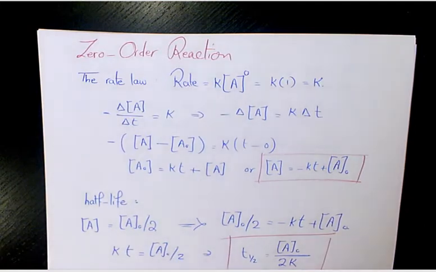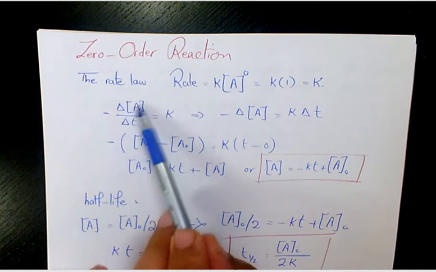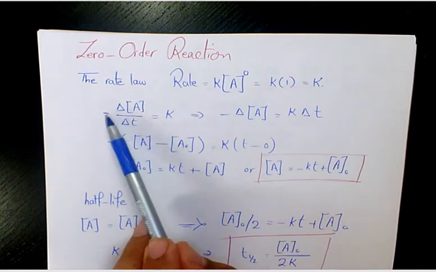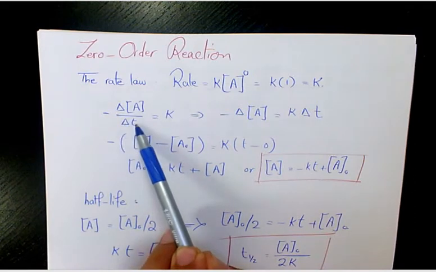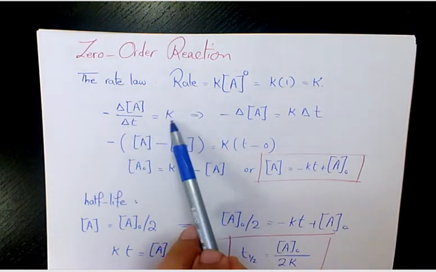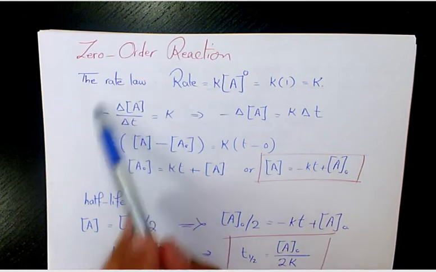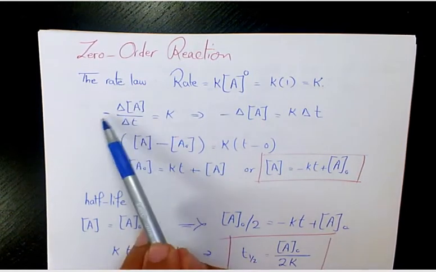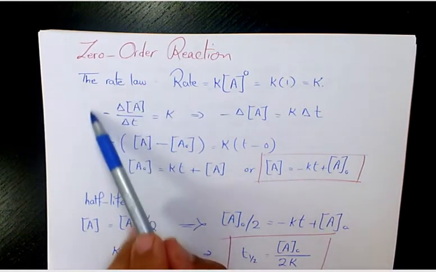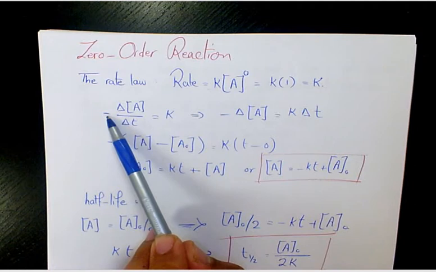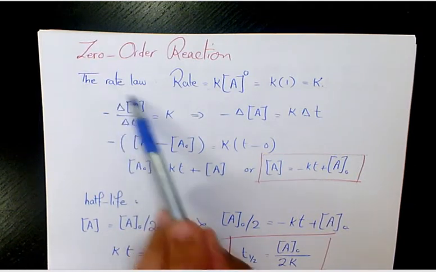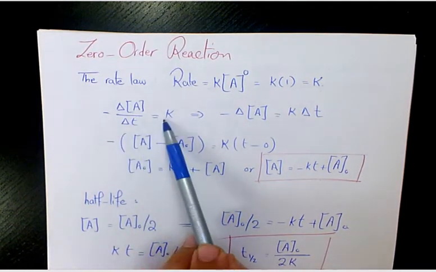So let's find out the integrated form of zero order reaction. The consumption of A with respect to time, which we show as negative delta A over delta t, has to equal k. And that's general for all different reactions when we are writing it for a reactant. We put this negative here because we need the rate to be positive. So negative times negative is going to be positive.